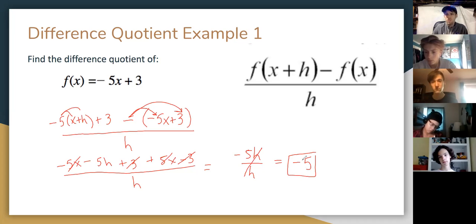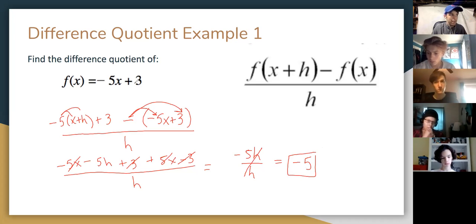Which should kind of make sense here if you knew what a derivative was. A derivative is the slope of a function at a particular value. Since this is just the equation of a line that has a constant slope, negative 5, I expected this to be my answer, because no matter where I'm at on that line, the slope of this graph is negative 5.